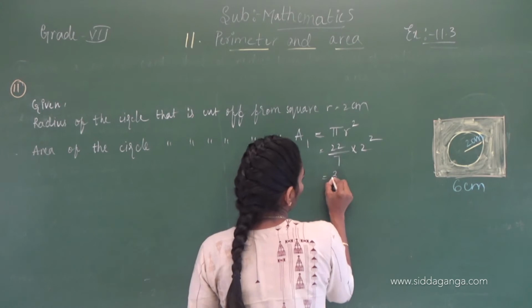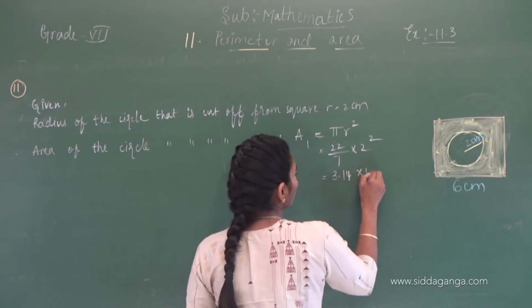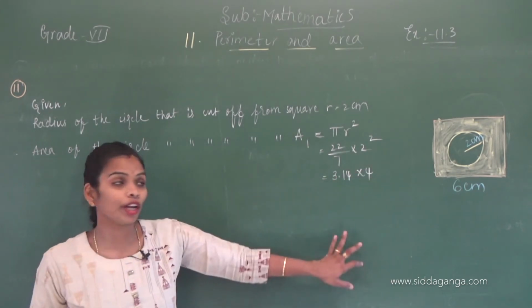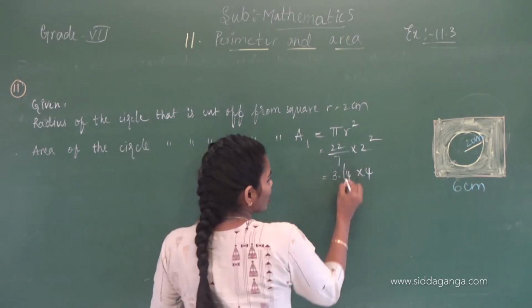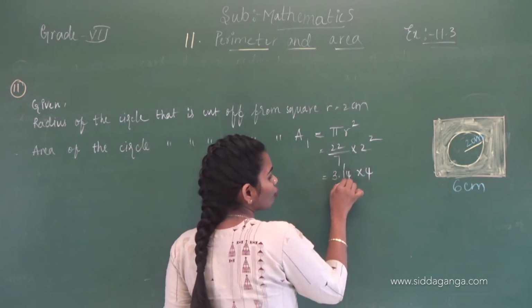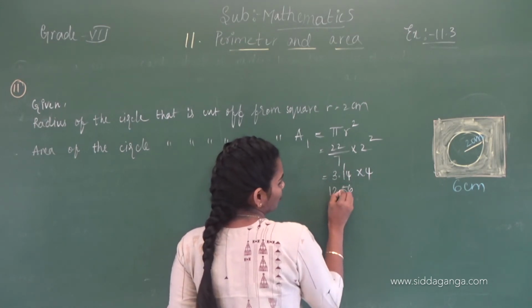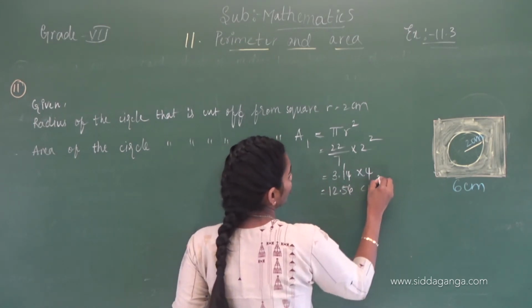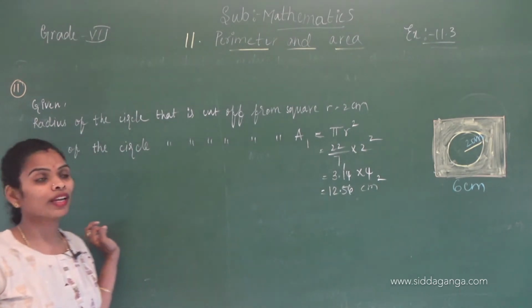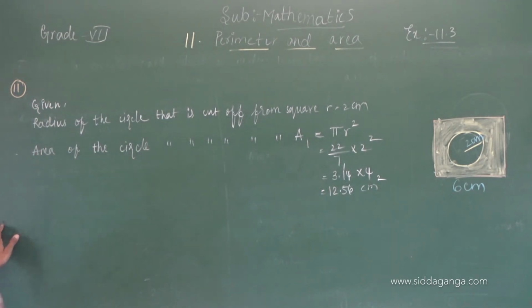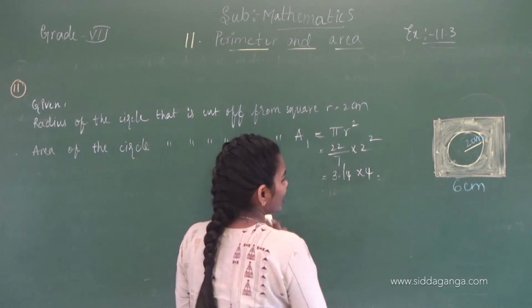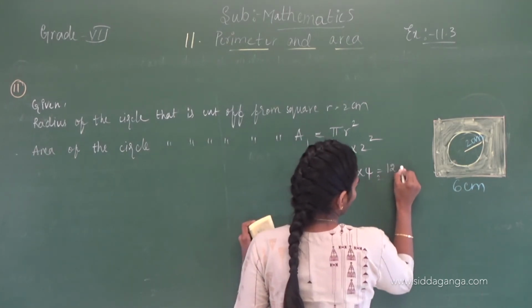Now 3.14 into 4, that is 12.56 centimeter square. Just don't forget to keep the units.